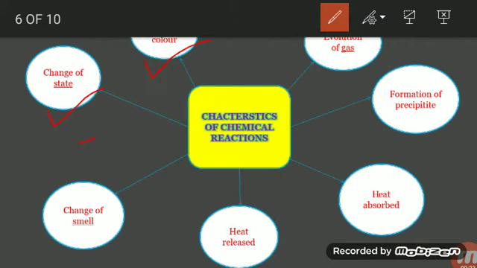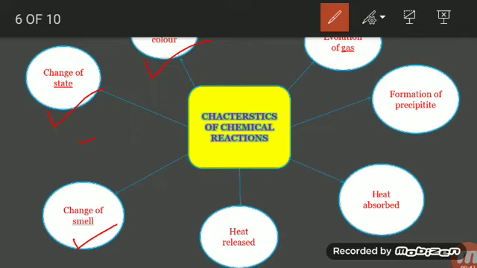Now the third one is change of smell. Change of smell takes place in rotting of eggs. Because a chemical reaction took place in eggs, that's why it rots. So it begins to smell. So there is a change of smell.